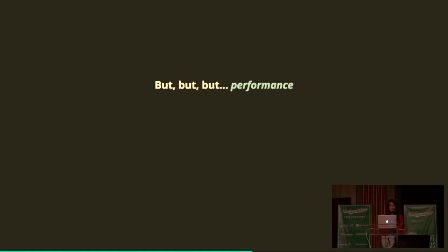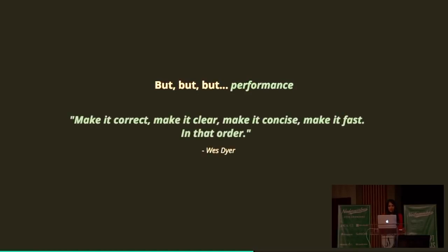A lot of people might say, wow, it's a lot of objects, especially if your array is massive. And one of my favorite quotes, by someone I look up to, Wes Dyer, is: make it correct, make it clear, make it concise, make it fast, in that order. Unless performance really, really matters, I'd rather have code that looks declarative, like the second example rather than the first one.